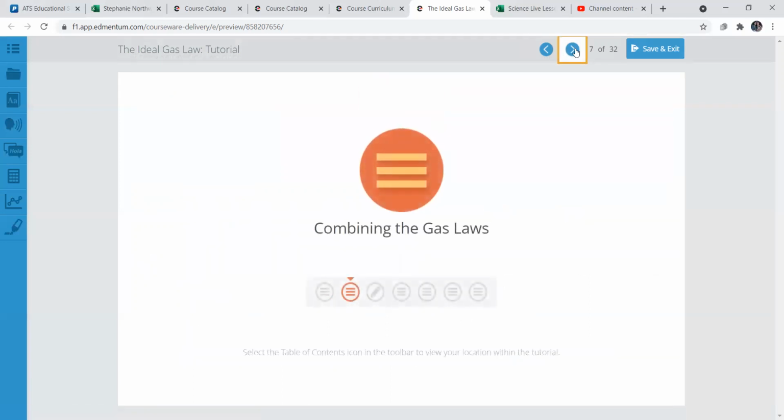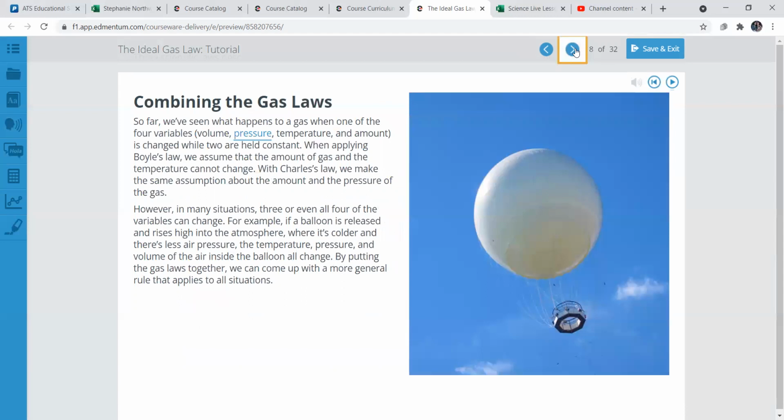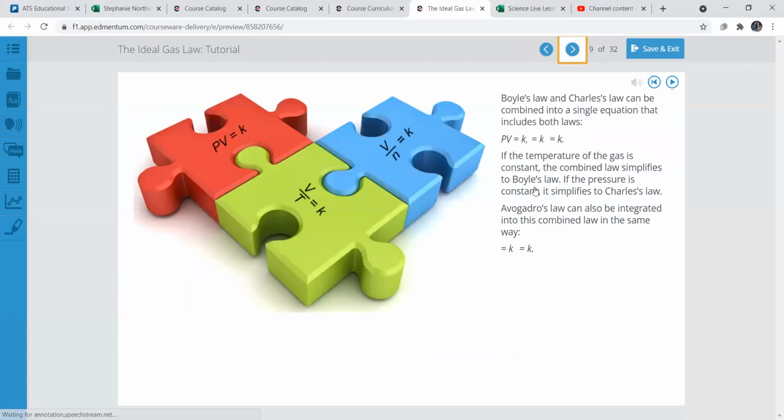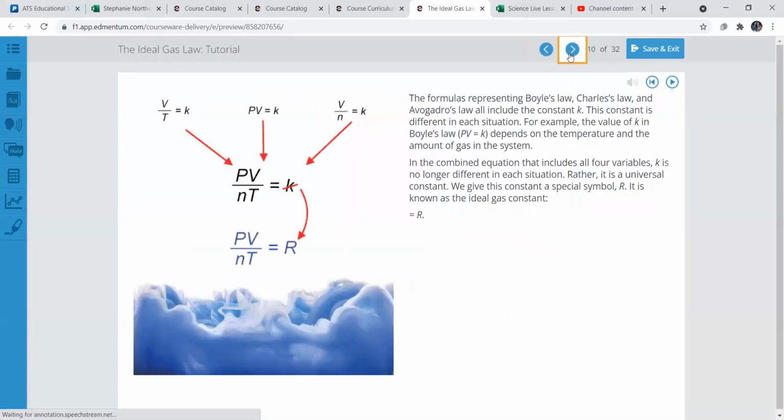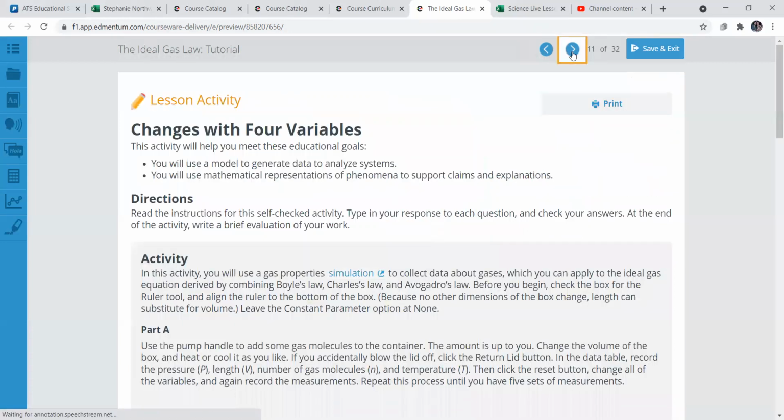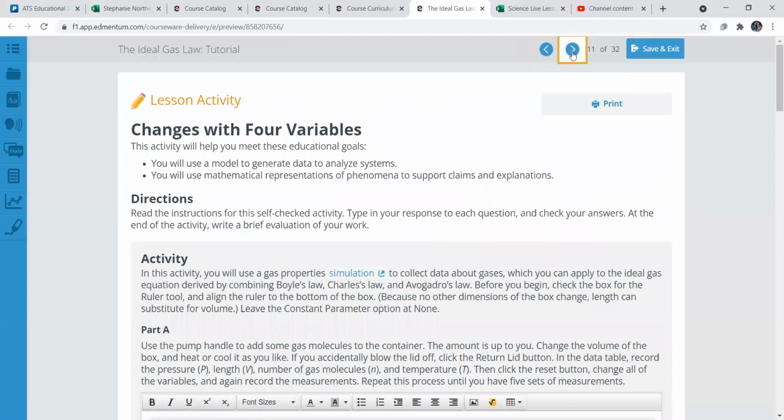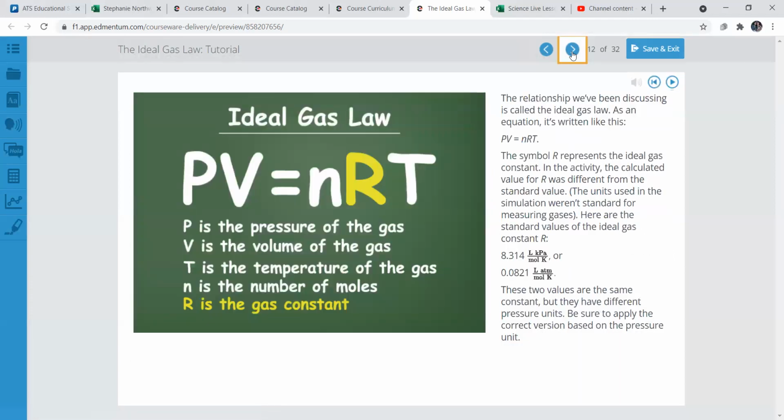Let's get into combining gas laws. How are they all related to each other? They're related somehow. Let's review the definition of pressure: force per unit area. Here's our little puzzle piece of all three laws connected to each other. Here are their formulas, and how are they all connected? Obviously we know they are, because pressure, volume, and temperature are related together. Here is another formula. Changing variables, we'll let you do this part on your own.